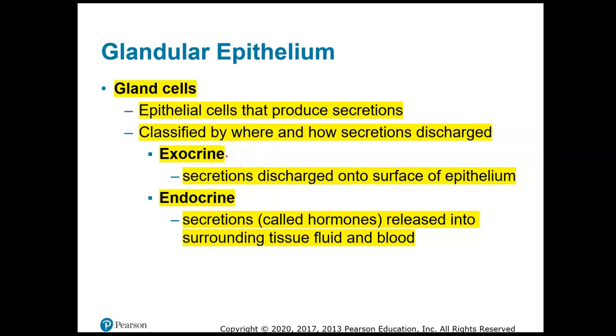There are 2 types of glands. There are exocrine glands and there are endocrine glands. If they are exocrine glands, like the ones that produce sweat or the ones that produce sebum or oil, they will discharge their secretions onto a surface. Endocrine glands always produce hormones and release those hormones into the blood.